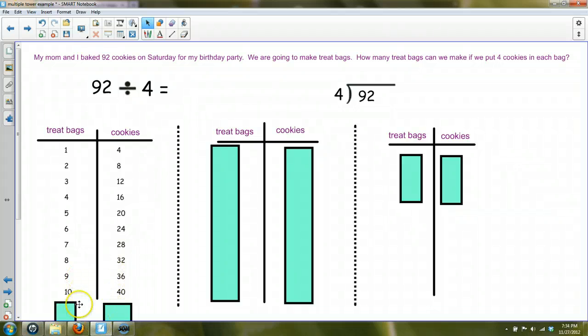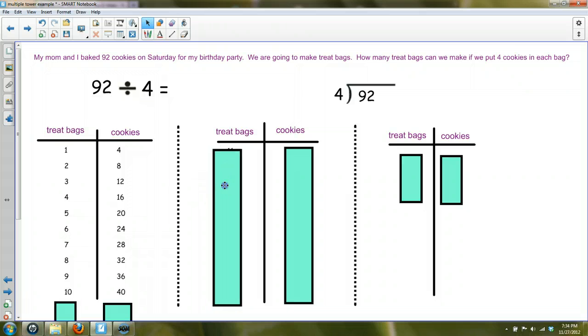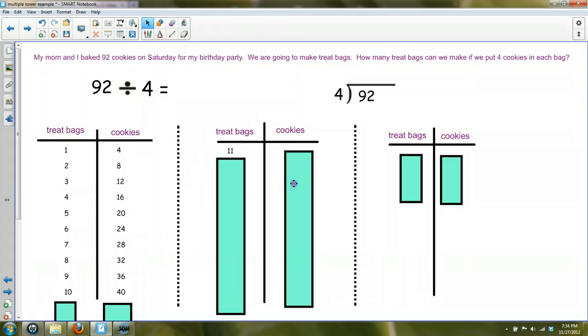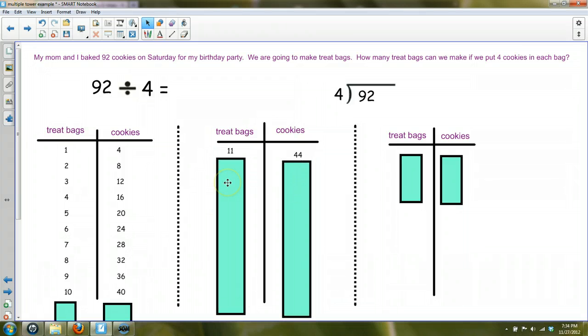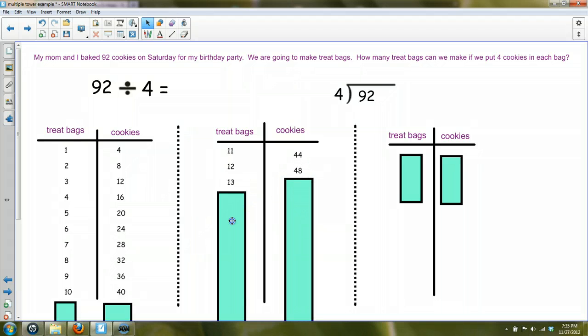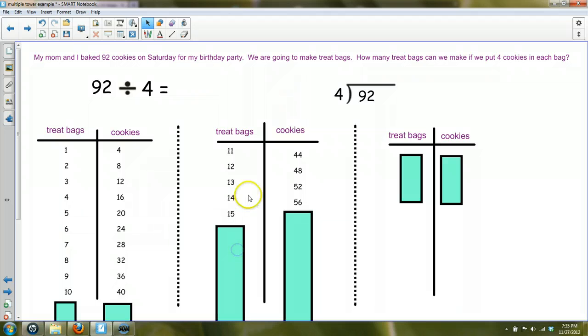So let's keep going. I have 92 cookies, and so far I've only put 40 in a bag. So 11 treat bags, 44 cookies. Same pattern with the times table. 11 times 4 equals 44. 12 treat bags, 48. 13 treat bags, 52. 14 treat bags, 56. 15 treat bags, 60 cookies.